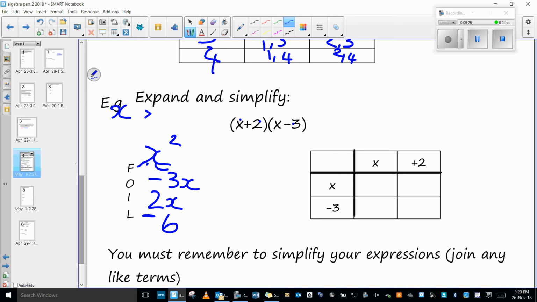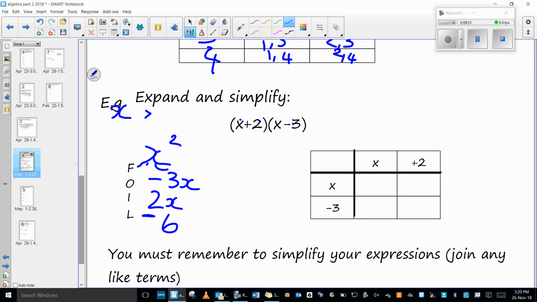So our first two were x and x, so that gave us x squared. Our outer were negative 3 and x, that gave us negative 3x. Our inner were the 2 and the x, that gave us 2x. And our last were 2 and negative 3, which gave us negative 6. Now, can we see how I've split my boxes?